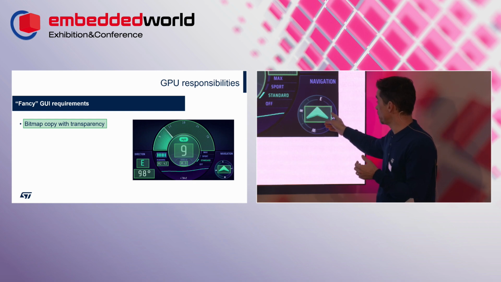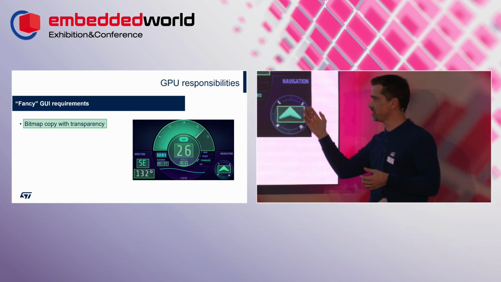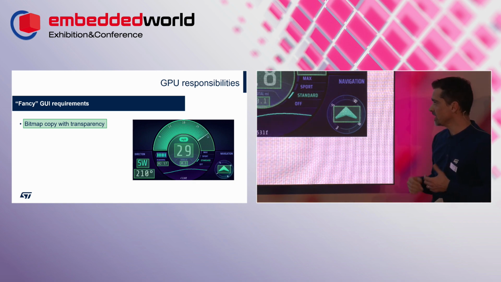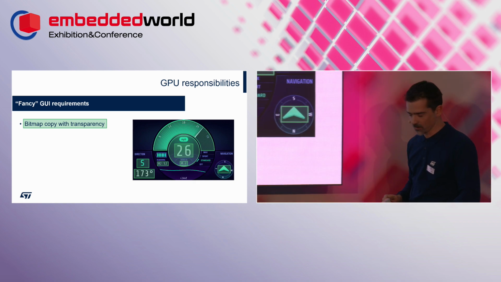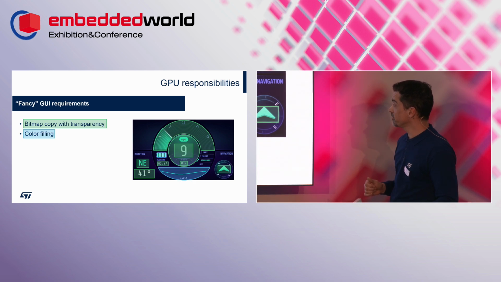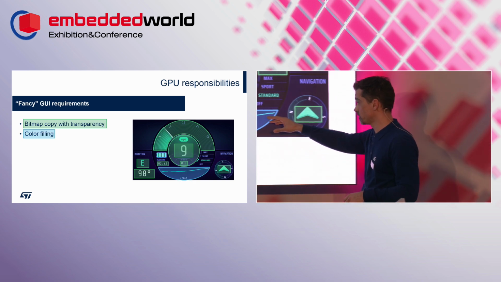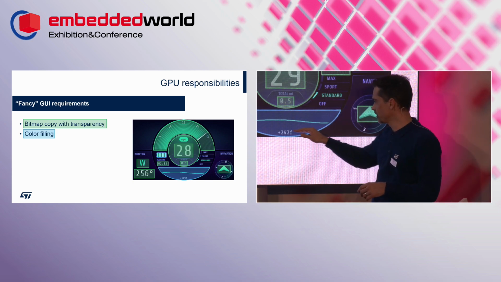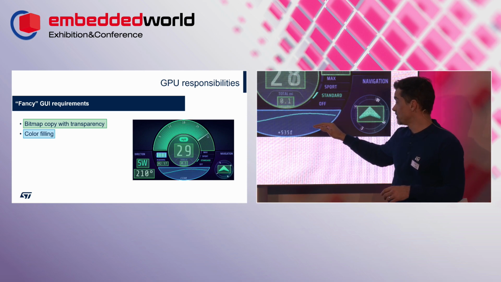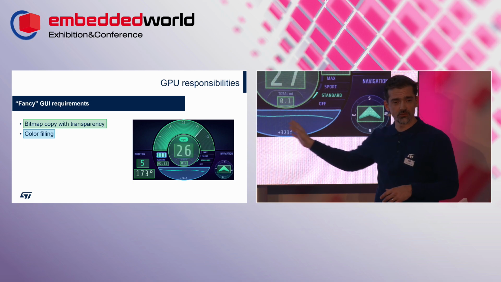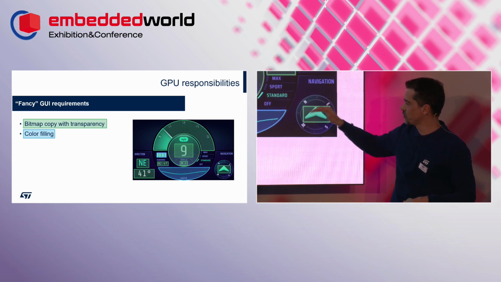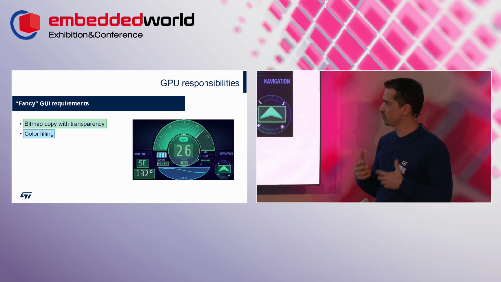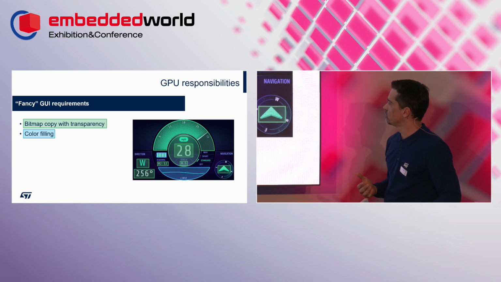This one is a bitmap with transparency, because you want to see what is behind as well. And it's the same for this needle part. So this is bitmap copy with transparency. OK, fine, one feature. Color filling. This graph shows, not sure exactly what, but let's say it's the altitude. So you are going very fast. And this is only setting the value of pixels and outputting a graph. So this is only color filling. But again, this is a heavy processing where you have a lot of pixels to set the color to.